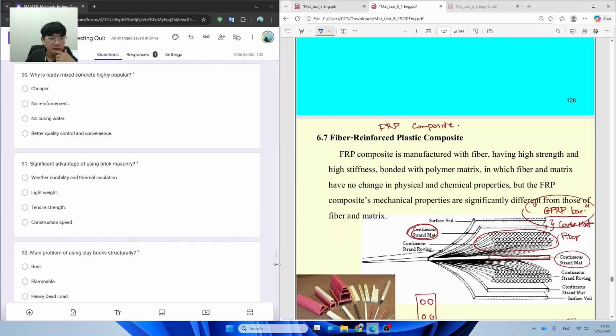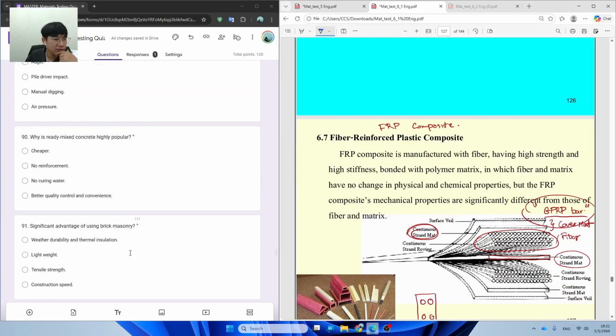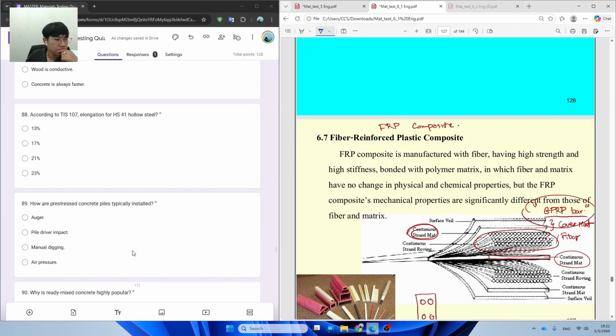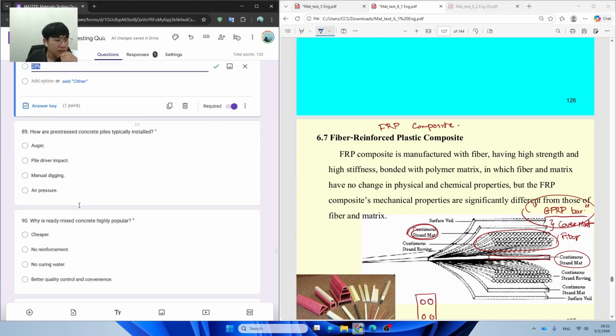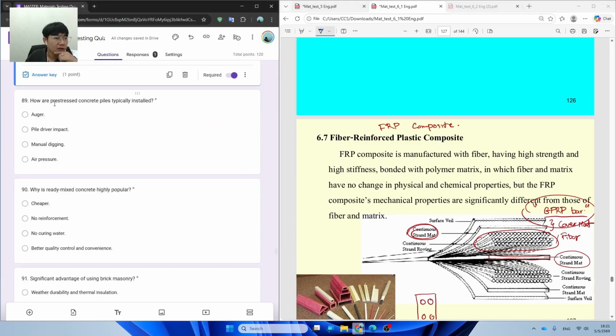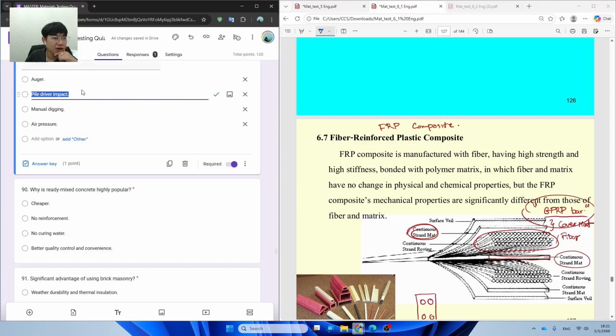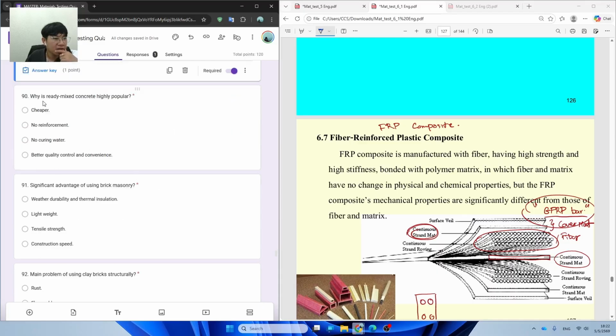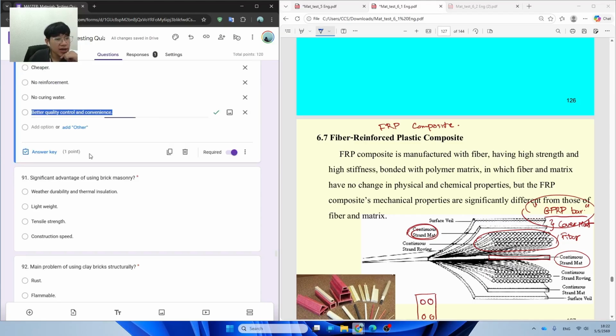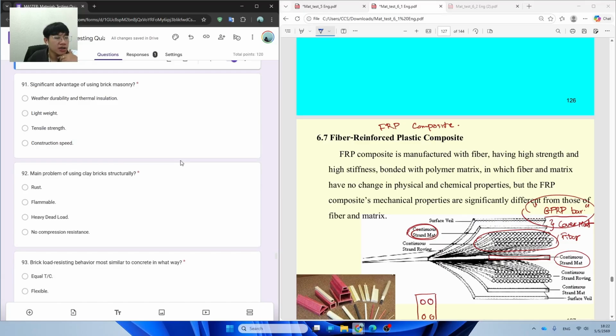For the FRP, okay, let me answer this question first. This one is 23, we just talked about it. How are pre-stressed concrete piles typically installed? It's supposed to be installed by pile driver. And then we have 90. Why is ready-mix concrete highly popular? Because we can control the quality and it's really convenient for others.